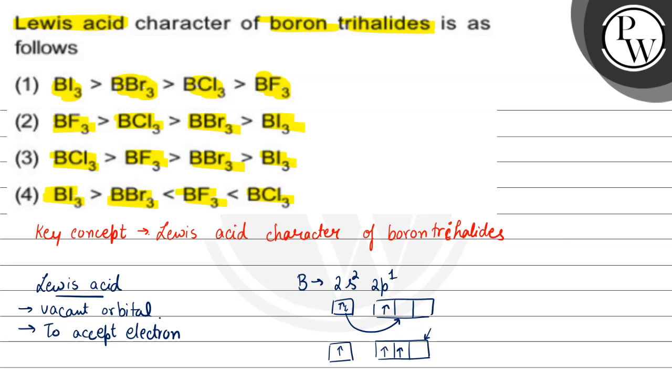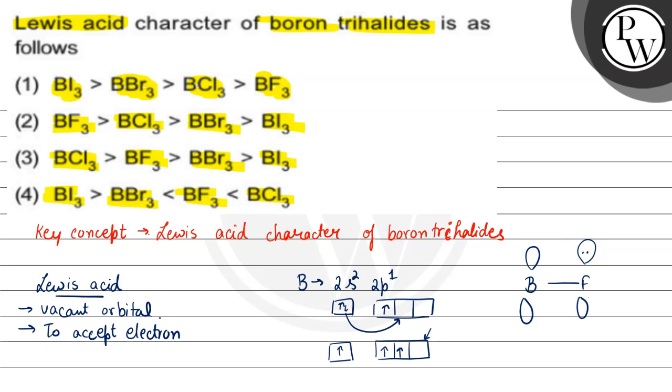So the boron trihalides show acidic behavior. Now starting from the smallest, boron trifluoride, that is BF3. In BF3 boron has a vacant p orbital and the fluorine with which it is forming a bond has an orbital with lone pair of electrons.